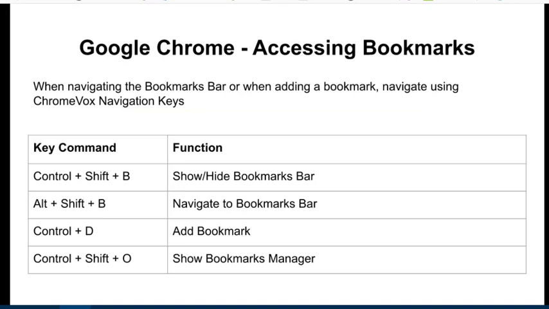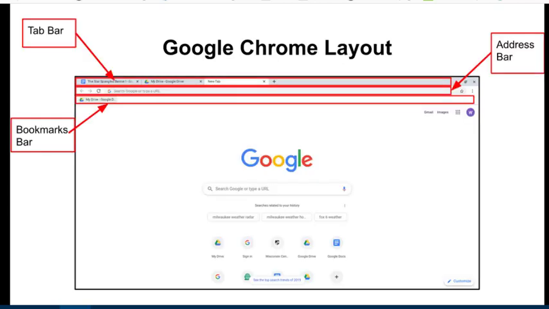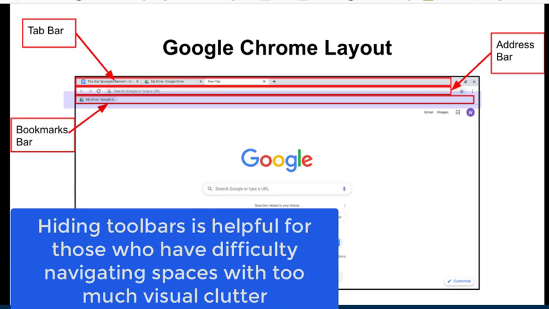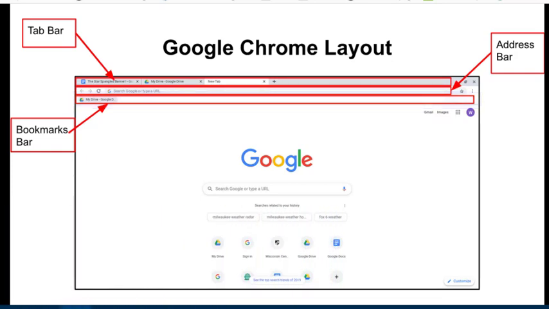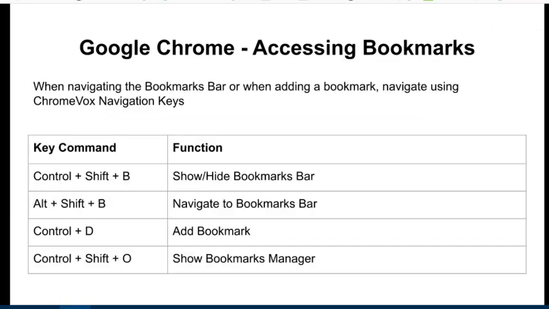Chrome allows you to access and create bookmarks, and while navigating that bookmarks bar or when adding a bookmark, you're going to use these keys. Control plus Shift plus B will show and hide that bookmarks bar. So this bar right here, this bottom bar, that can be hidden. And that works very well for people that are easily kind of thrown off by having an extra thing there, or people who don't benefit from having a cluttered screen.